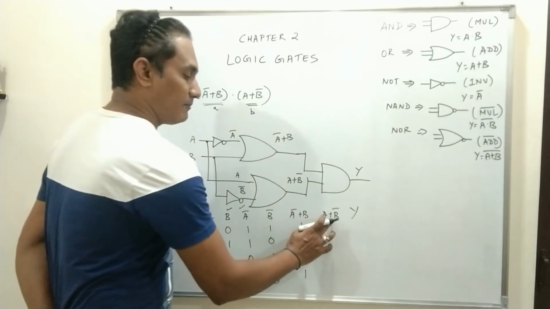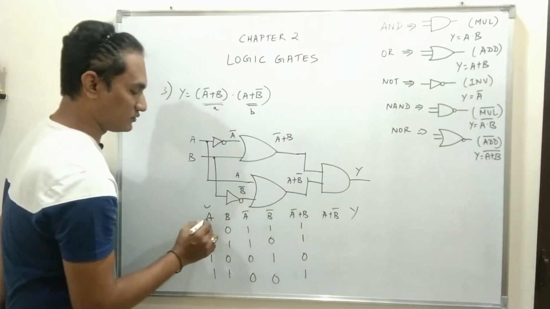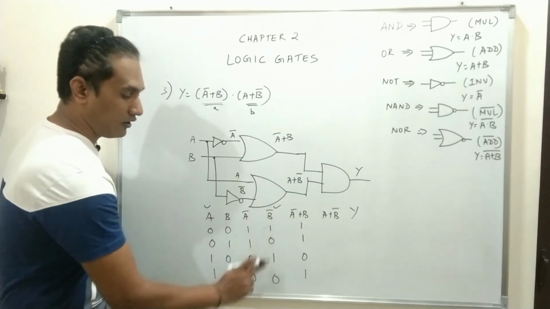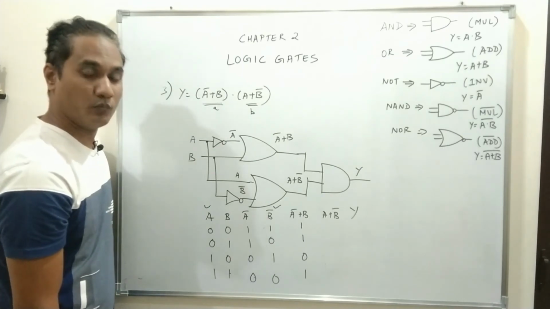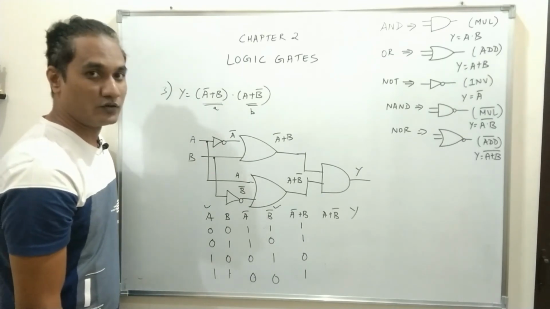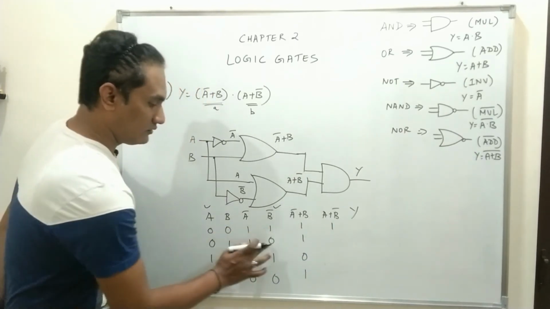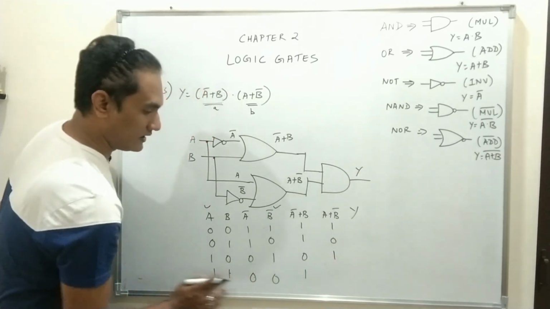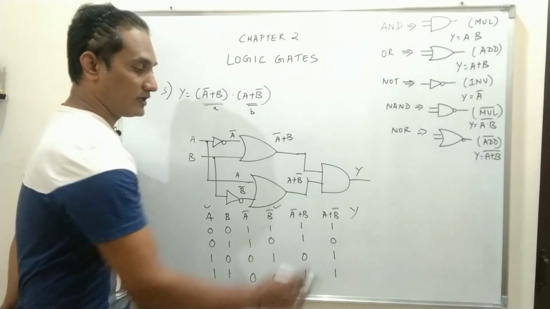And similarly A plus B bar. So for A and B bar, between these two columns we have to apply OR logic. Again, if any one of the inputs is 1, the output is 1. When both the inputs are 0, the output will be 0. So 0 plus 1, 1; 0 plus 0, 0; 1 plus 1, 1; and 1 plus 1, again it will be 1. Now what is Y?